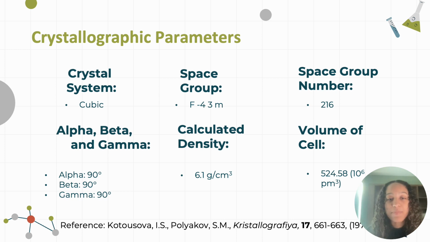The angles alpha, beta, and gamma are all equal because this is a cubic crystal structure, so they're all 90 degrees. The calculated density is 6.1 grams per centimeter cubed. And here we see the volume of the cell, 524.58 times 10 to the 6 picometers cubed.